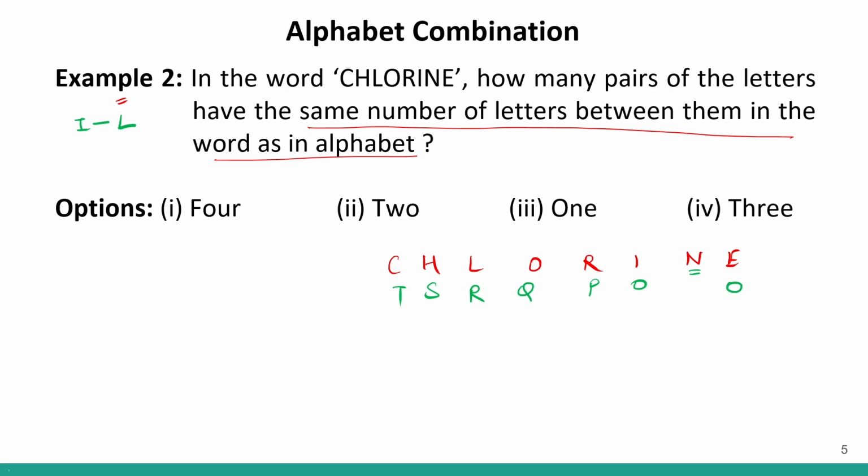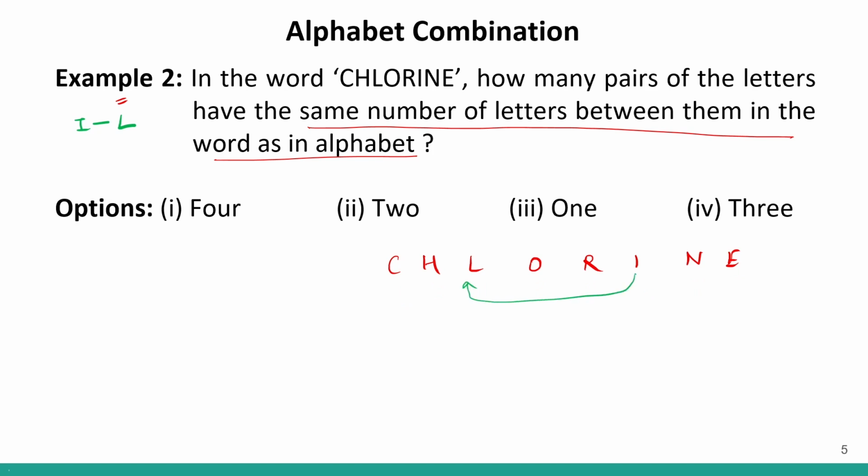No. So we will move on to the next letter, which is E. After E, what do we have? F, G, H, I, J, K, L. Do we have any common letter? No. So we have only one pair of common letter, that is between I and L.